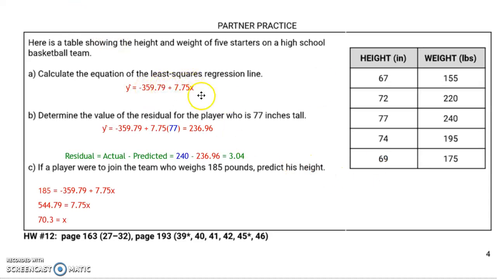I got the least squares regression line. I used that least squares regression line to find the predicted value for 77 inches tall, which was 236.96. Actual minus predicted is the residual, so I calculated the residual to be 3.04. And then predicting the height using a weight is as simple as taking the y hat and replacing it with that 185 figure. All right, moving on to the next part.